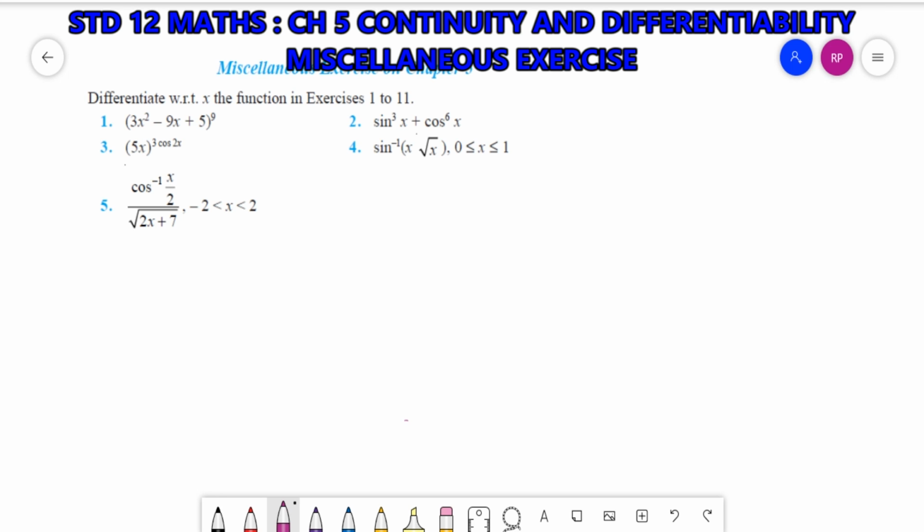Differentiate with respect to x the function in exercise 1 to 11. Okay, so let's start with the first.